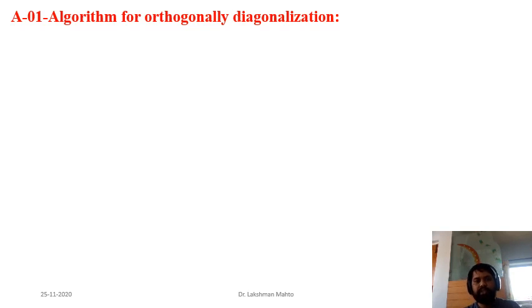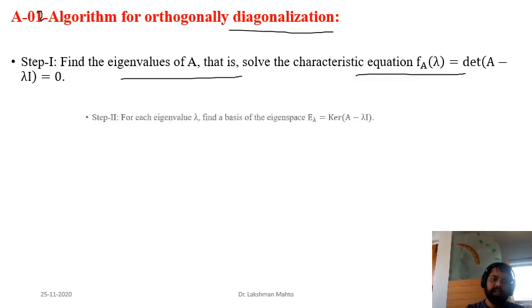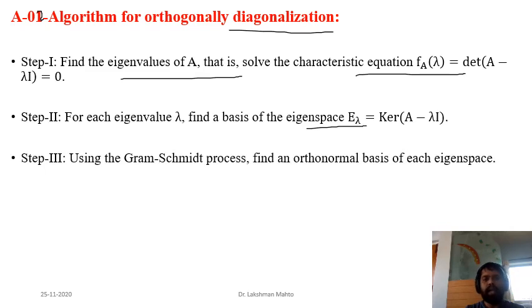Okay, so then I would like to introduce here an algorithm. Whatever things I discuss, everything I will put in an algorithmic approach. That means here I am going to introduce the second algorithm of this lecture, which we are calling the algorithm for orthogonal diagonalization. So what is that? In the first step, find the eigenvalues of the given matrix by solving the characteristic equation. Okay. In the second step, you have to find the eigenspaces corresponding to each eigenvalue.